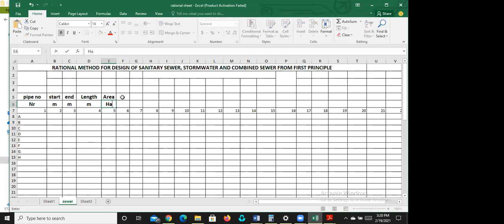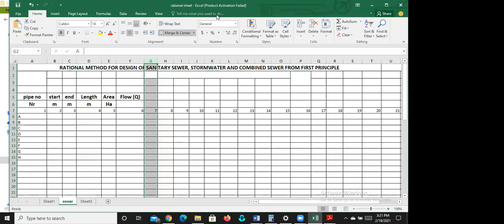Then the next column will be the flow. Wastewater flow, known as Q, and the units will be in meter cube per seconds or liter, but let's use liter per seconds, which is the smallest unit you can obtain.